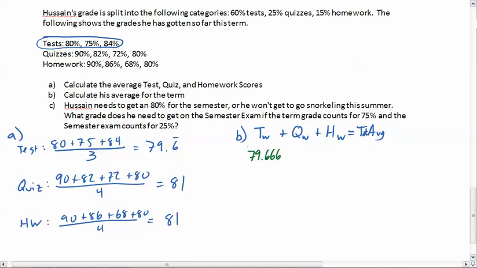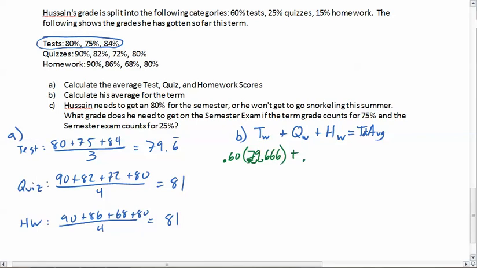79.666, but then we've got to weight it. Now some of you say, well, Mr. Bauer, isn't that a 79.6%? Yes, you can do this one of two ways. You can leave those as whole numbers, or you can turn it into the decimal. In class, we turned the percent into a decimal because that's what you should do. So we're going to turn this into 0.7966666. We'll multiply it by its weight, which is 60%.